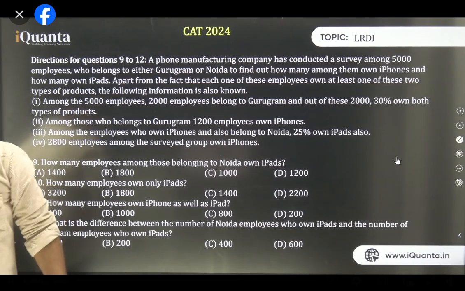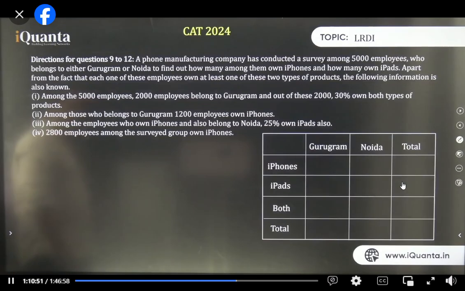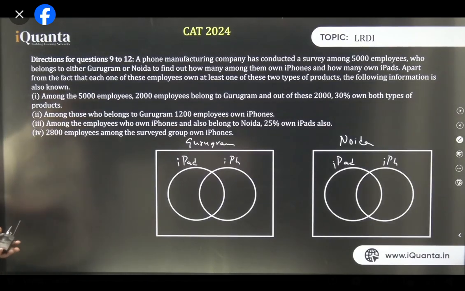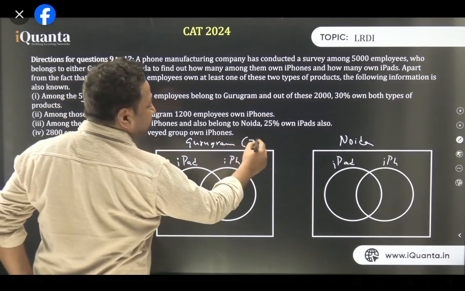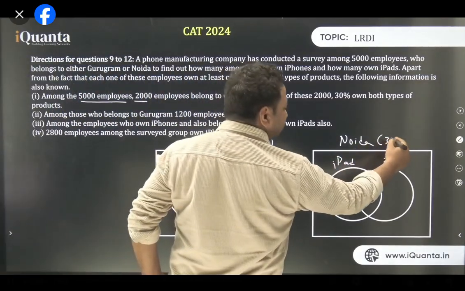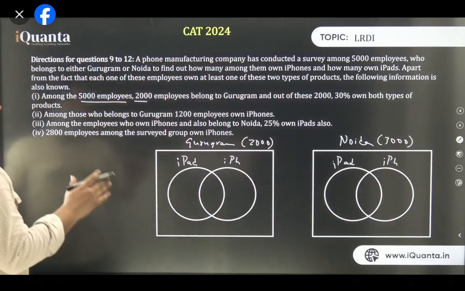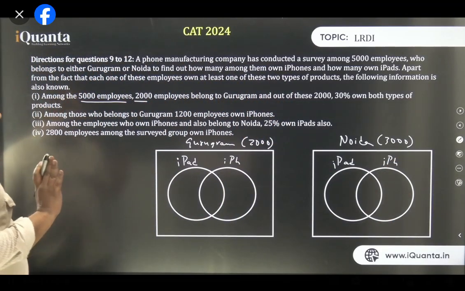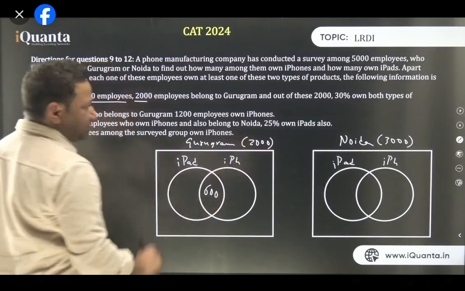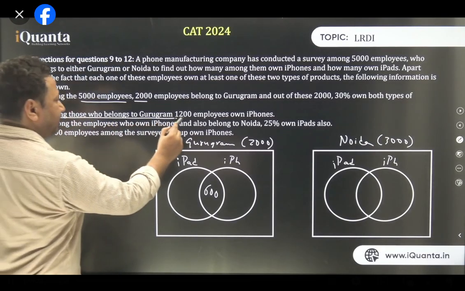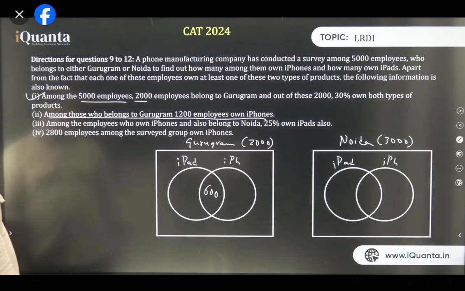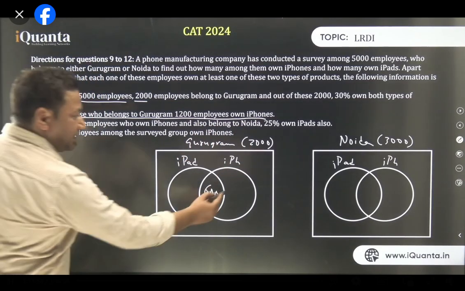So now we'll start explaining. Gurugram, Noida, iPad, iPhones. Among the 5,000 employees, 2,000 belong to Gurugram. So let's write 2,000 over here. Automatically, in Noida, there are 3,000 employees. And out of these 2,000, 30% own both types of products. 30% of 2,000, that is 600. Is that clear, everyone? In the first statement, we have this data. Among those who belong to Gurugram, 1,200 employees own iPhones.